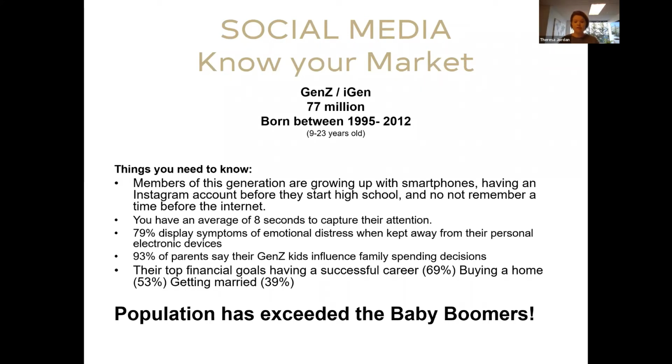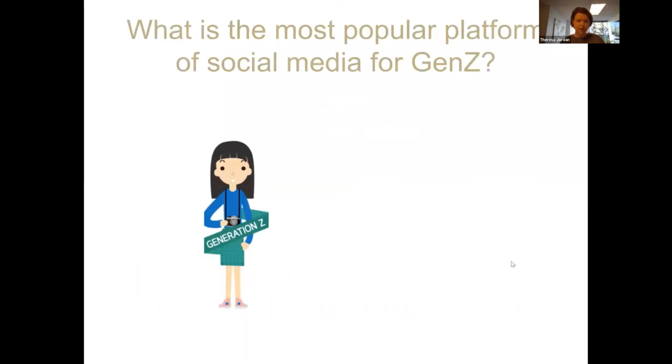And what's really interesting is when you talk to the iGen, they will say that their biggest goals are having a successful career at 69%, buying a home 53%, and getting married is only at 39%, where if you were to look at the baby boomers, these statistics would have almost been flipped. So it's interesting. What is their platform of choice?